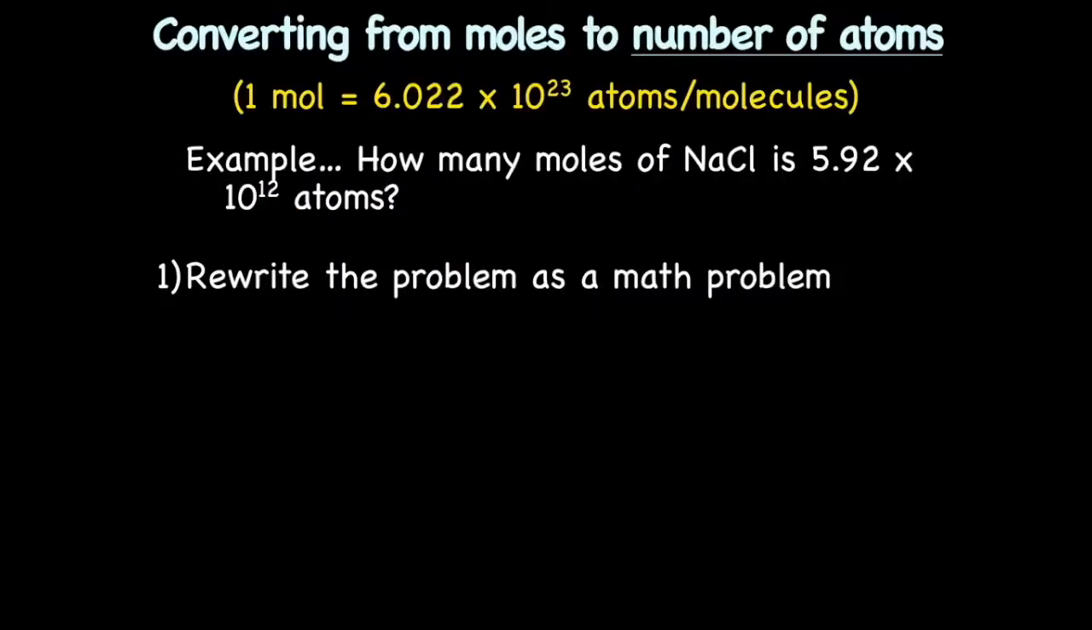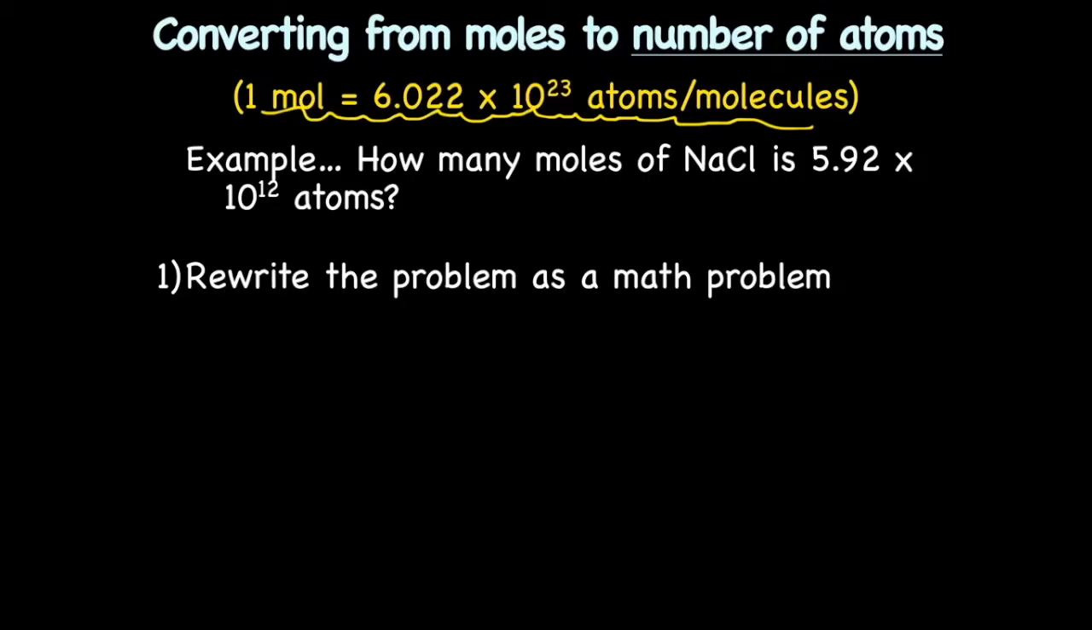All right, and finally, how do we convert from moles to number of atoms or molecules? Again, we'll be using the equality we just discussed, which is 1 mole equals 6.022 times 10 to the 23rd atoms or molecules. You will likely memorize this equality, but if you look on your unit conversion table on the bottom, you will see that it's written right on your table.